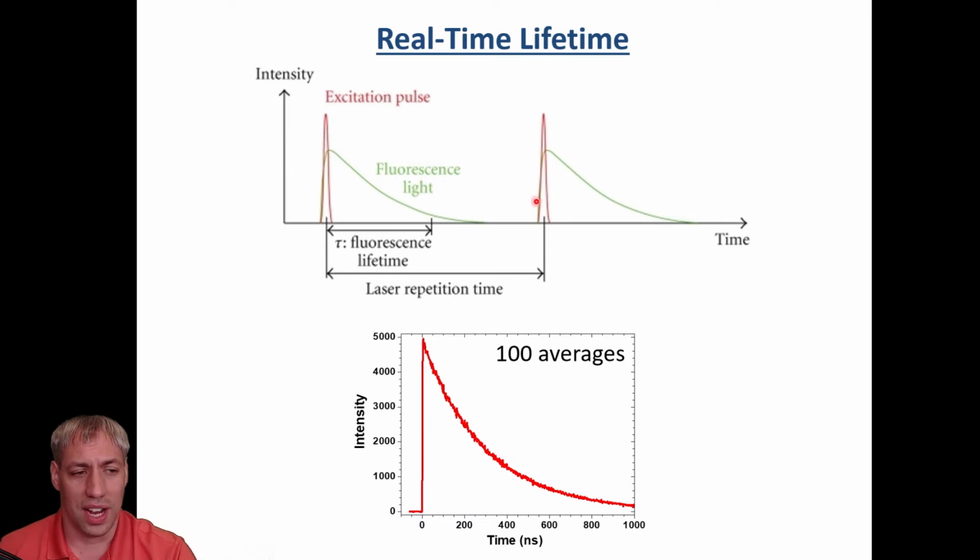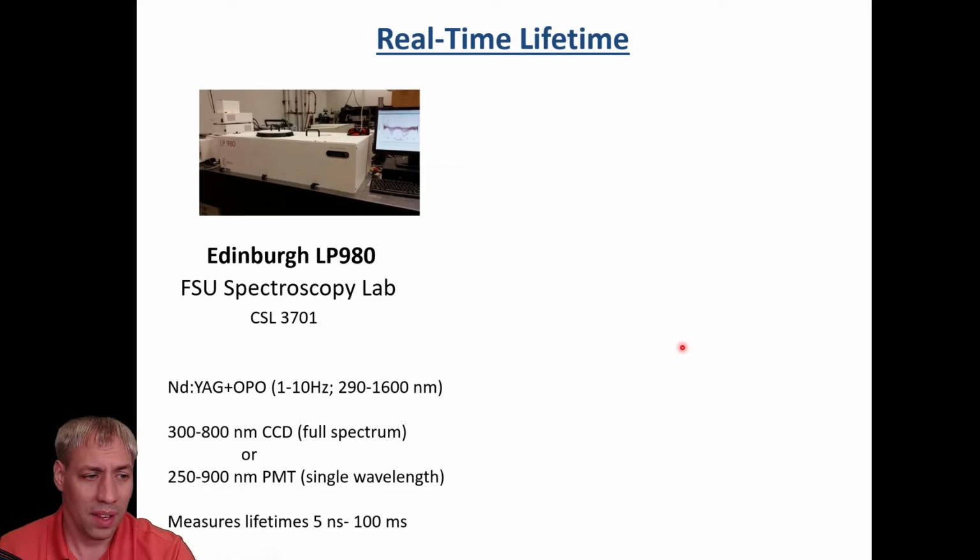And then essentially you're going to average this over and over again, and then get some kind of intensity versus time graph that looks like this. This is just an example where there are 100 or so averages. It depends on the intensity of your sample, as well as quantum yield and all sorts of properties of your sample. And so at FSU, we have a few different versions of these real-time lifetime measurements.